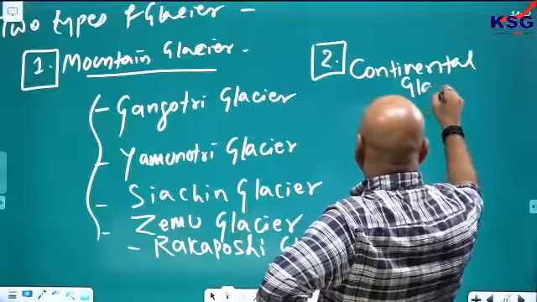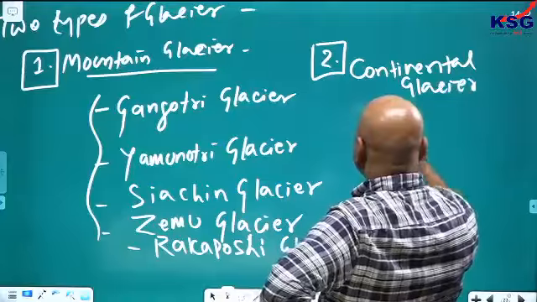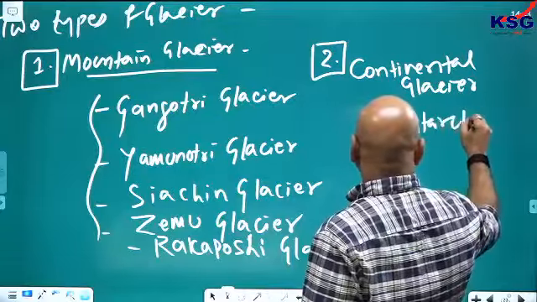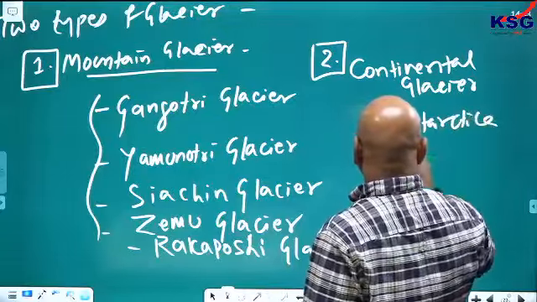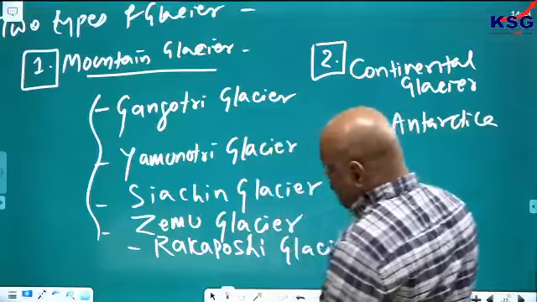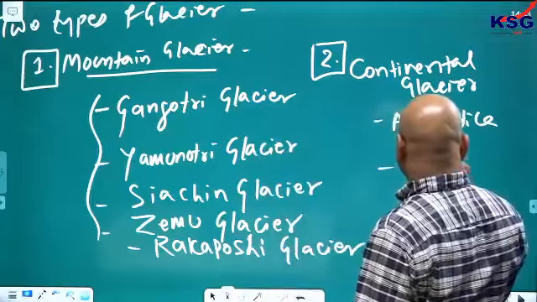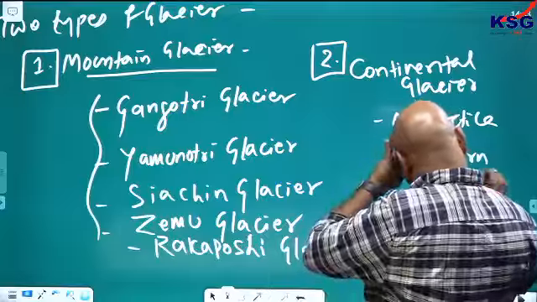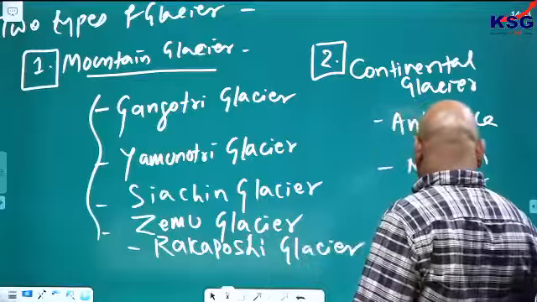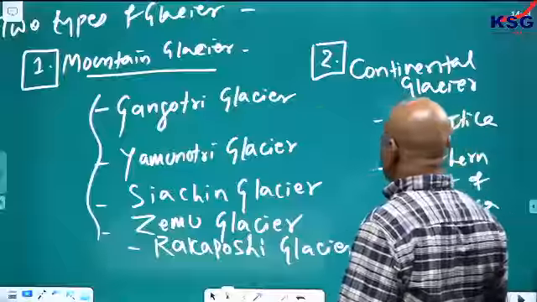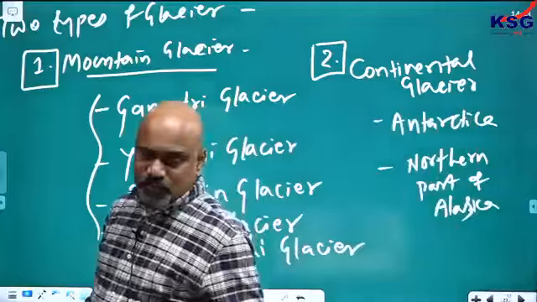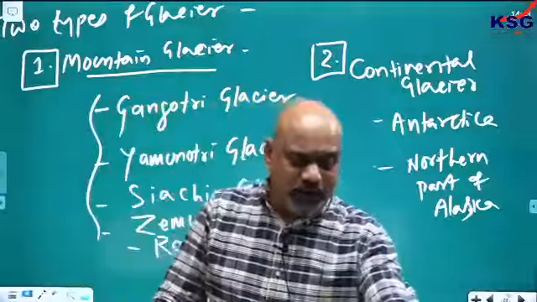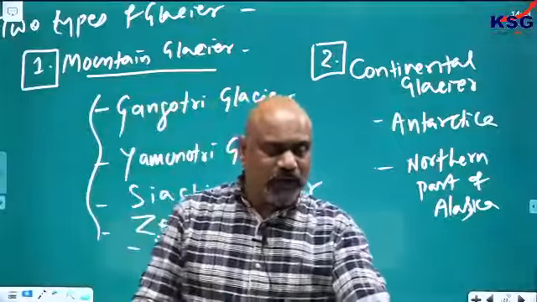Continental glacier. Over the continent you have this, like in Antarctica. In the northern part of Alaska you have this type of glacier, continental glacier. These are continental glaciers I am saying.